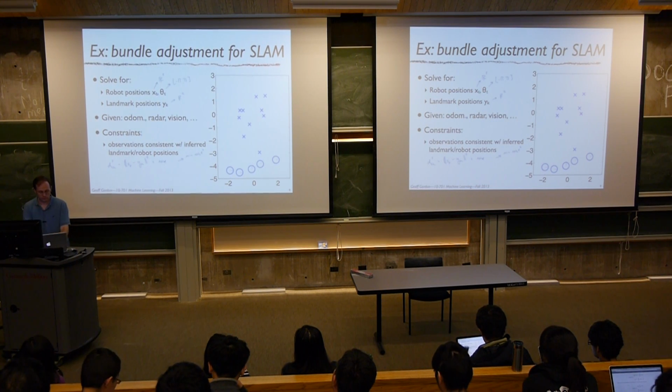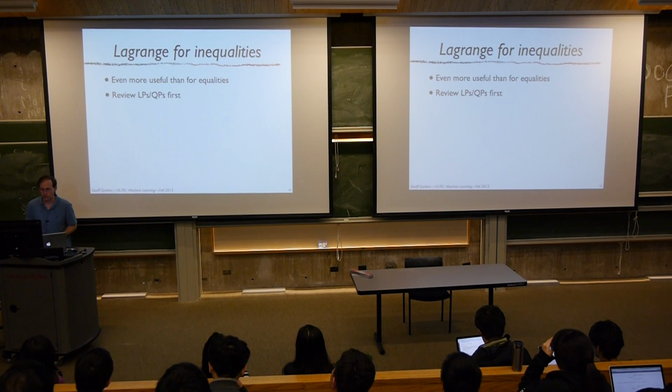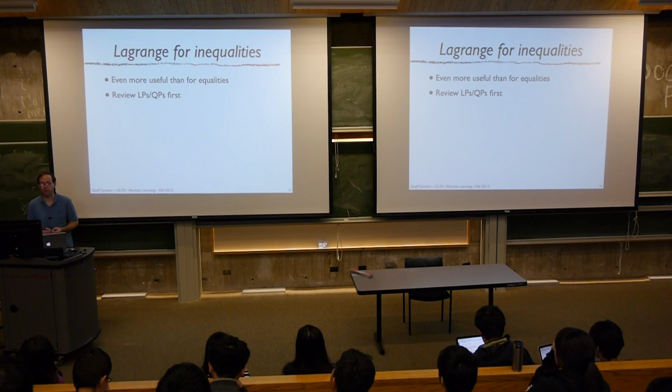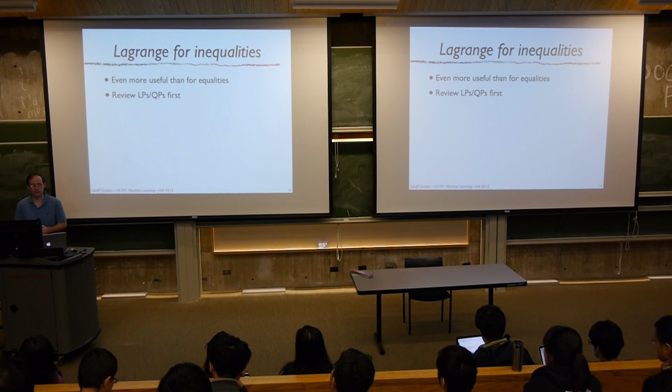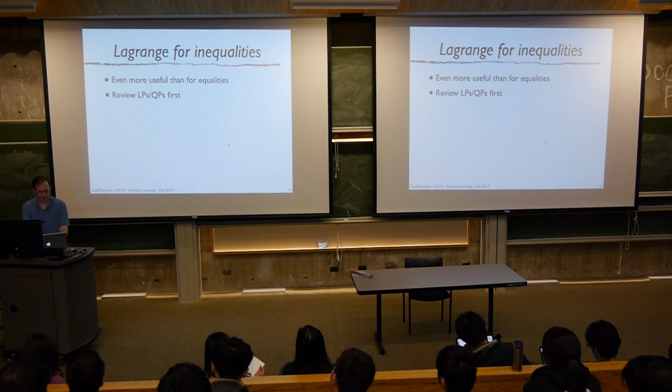Okay, cool. So that's a good example. So now we're going to do Lagrange multipliers for inequalities. In some sense, this is even more useful than it is for equalities. But before we get there, I want to do a brief review of constrained optimization formats, particularly linear and quadratic programming. Okay? So we'll go into that.